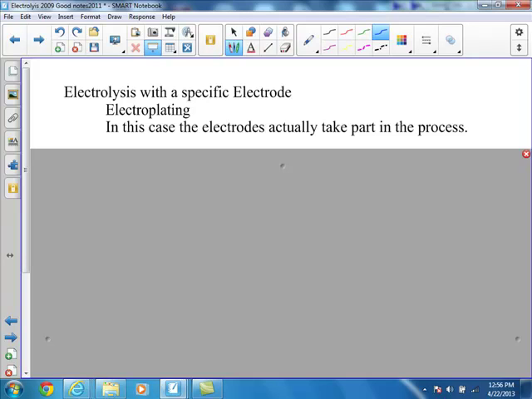Okay. So let's talk about electrolysis with a specific electrode. This is electroplating. Right. So you're asking, what use is this? If you have gold-plated jewelry, this is the process that's used for that. Most of your sinks and things in your home are plated with chrome.